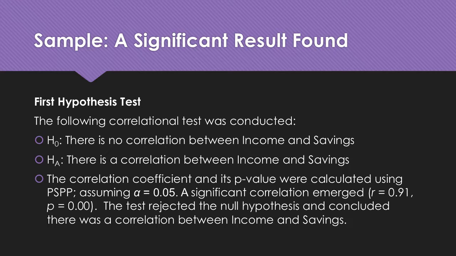0.05. Our data states that R is 0.91, a strong positive correlation, and our p-value is 0.00. In this case, because p-value is 0.00, this indicates we have a strong evidence from the sample that the null hypothesis can be rejected. Therefore, we will say that there is a correlation between income and savings.